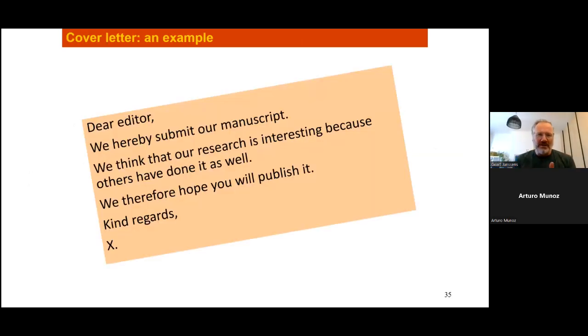This could be a type of cover letter where you say, dear editor, we hereby submit our manuscript. We think that our research is interesting because others have done it as well. We therefore hope you will publish it. Kind regards. This is not the way to do it, because basically you say, others have already done this, so we're not novel, and we're not pointing out what we add to science. So an editor will say, okay, decline, we're not looking at your paper.